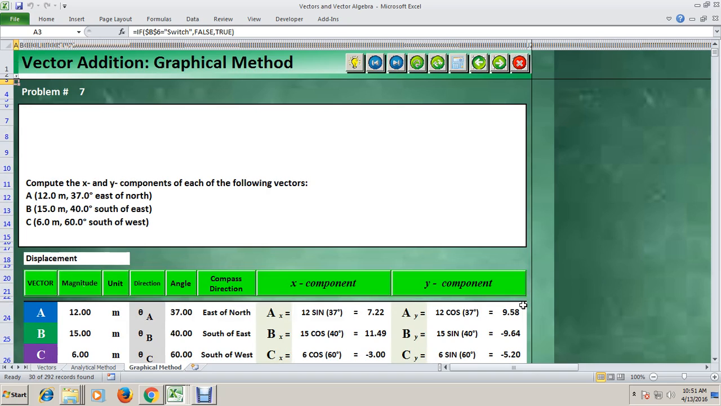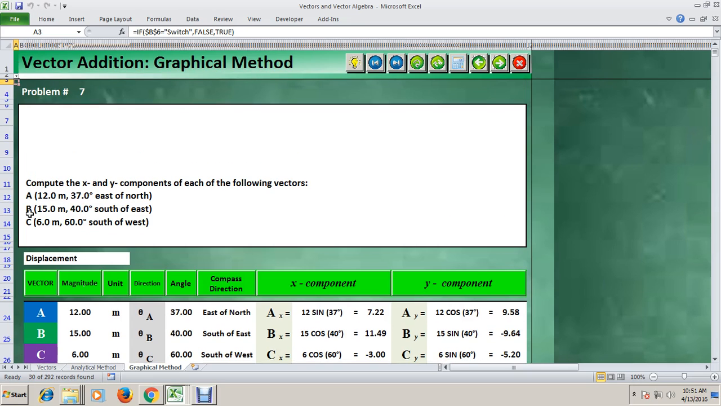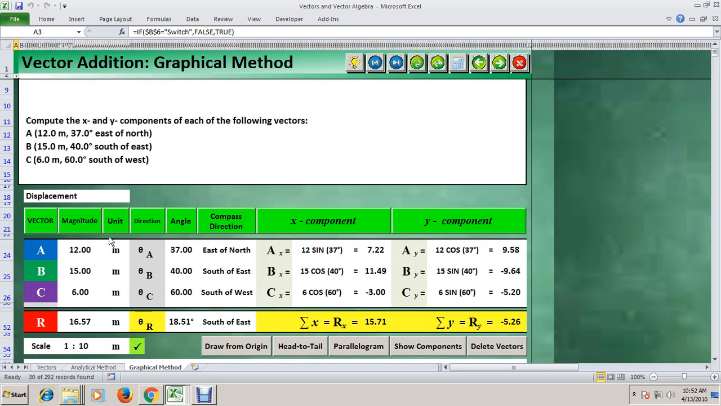Compute the x and y component of each of the following vectors. Vector A, 12 meters, 37 degrees east of north. Vector B is 15 meters, 40 degrees south of east. Vector C is 6 meters, 60 degrees south of west. So these are the corresponding vector components. And this is the computed resultant vector.